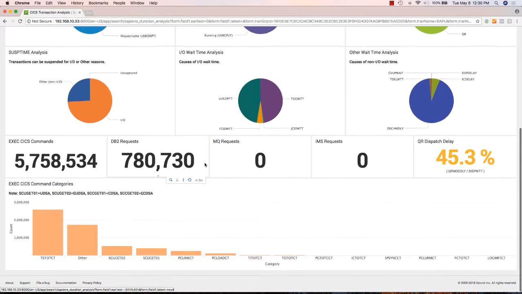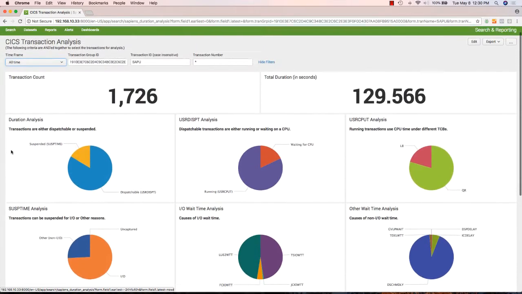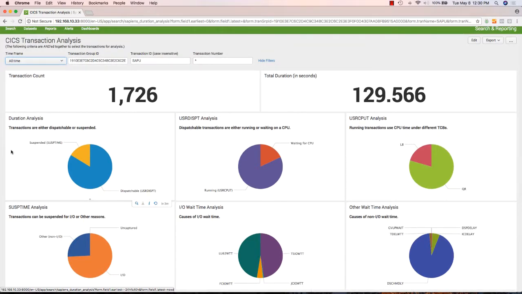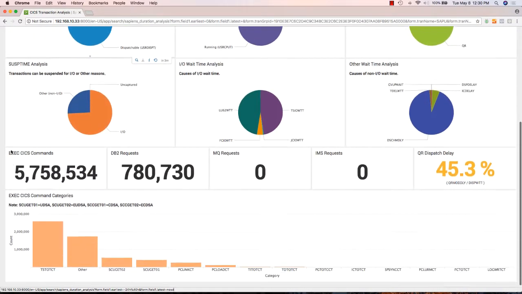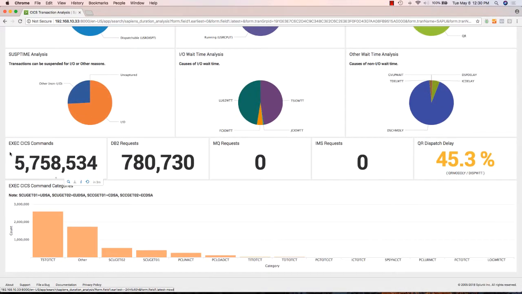Okay, so then we want to see other things that are high-level indications of activity. During this session, an SAPS and all of its dependent SAPU transactions, all 1,726 of them, in total executed 5.7 million CICS commands. I didn't expect to see a number that big, and I don't think the customer did either. They also executed 780,000 DB2 requests. No MQ, no IMS.